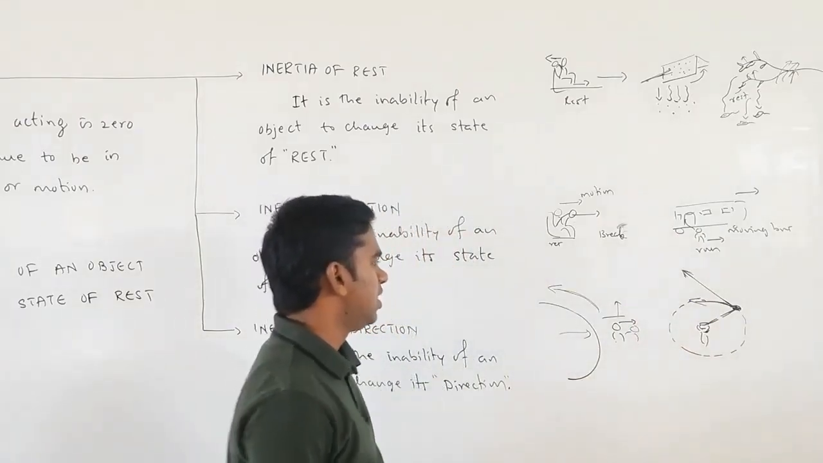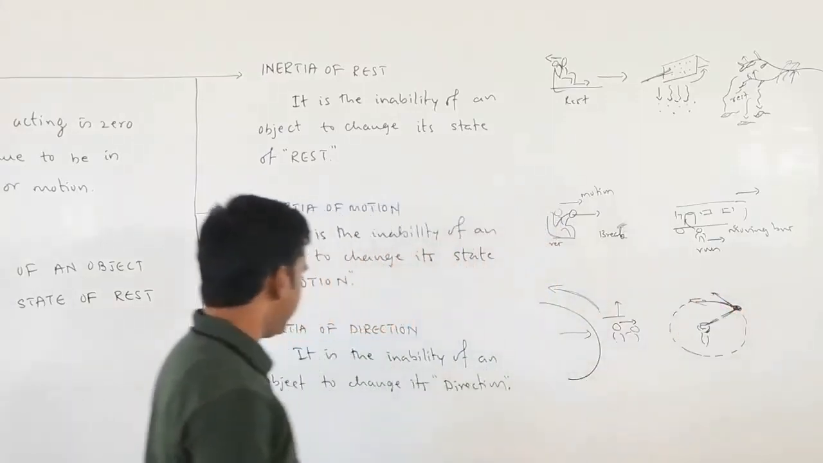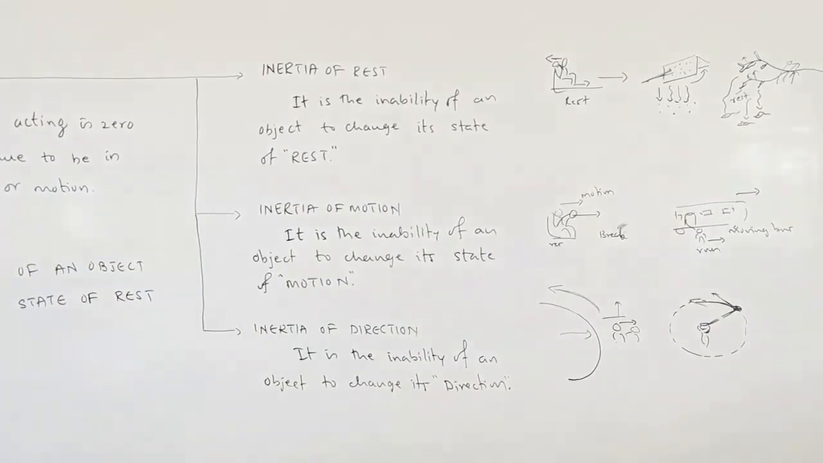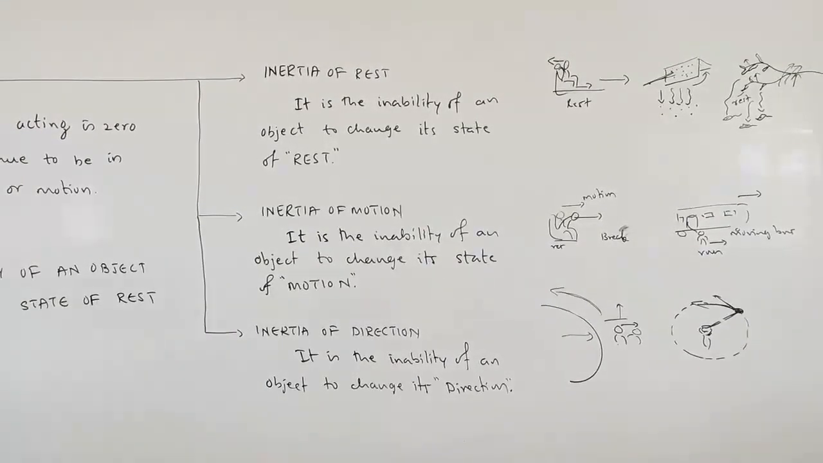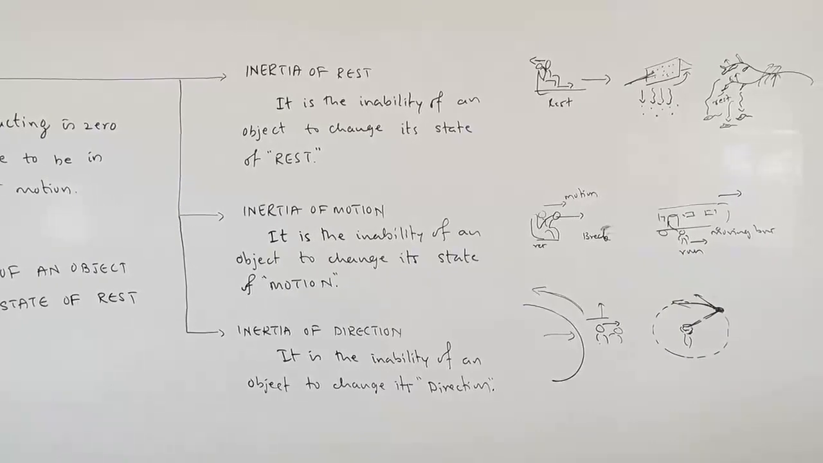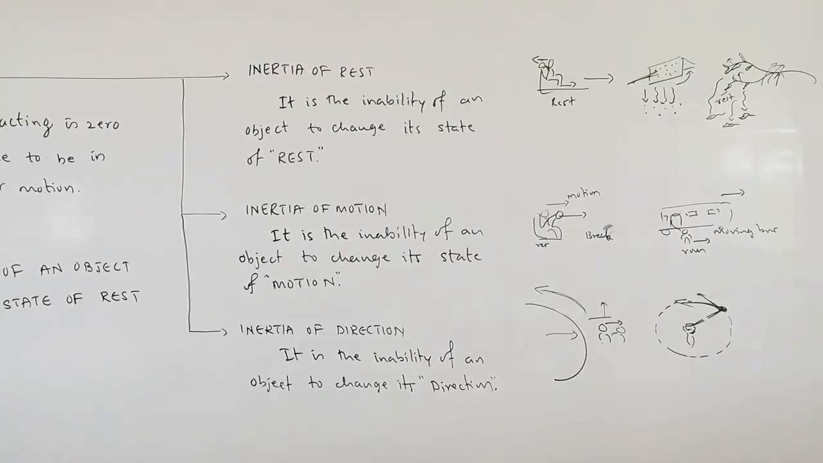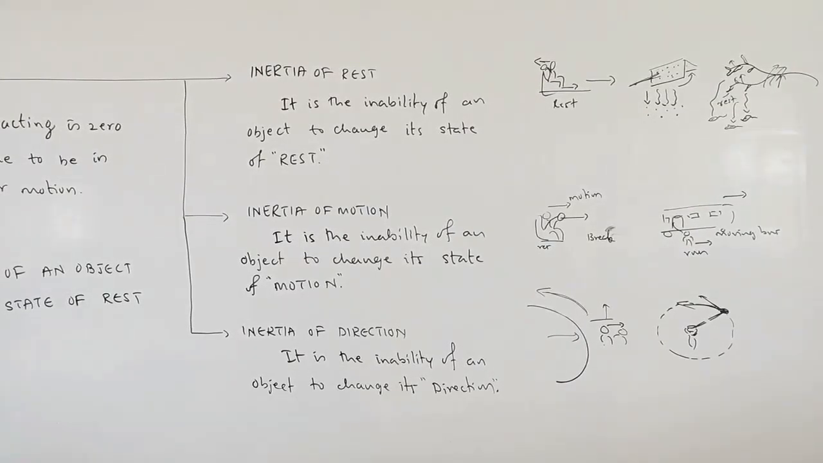Okay, that is also an inability of an object to change its direction. So these are a few examples of the inertia of rest, inertia of motion, and inertia of direction. So totally, what is the conclusion? It's the inability of an object to change its state of rest or motion or direction. Remember, unless an external force is applied. If an external force is applied, then no need to worry about all those things. So this inertia will not come into action.